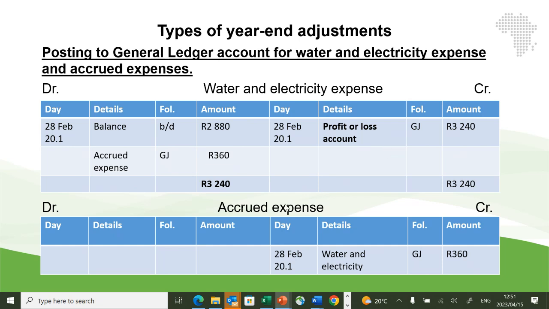Then below we have what? Your accrued expense. Remember, we said an accrued expense is a liability, and we have credited our accrued expense. So which means we need to go to the credit side of the accrued expense. We put that 360. What details are we going to write here? What is it that we debited when we credited accrued expense? We debited water and electricity expense of 360. We leave it like that at this stage.